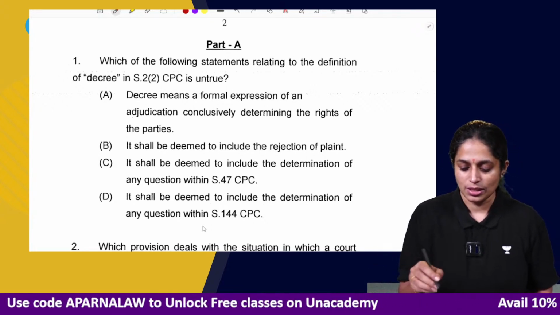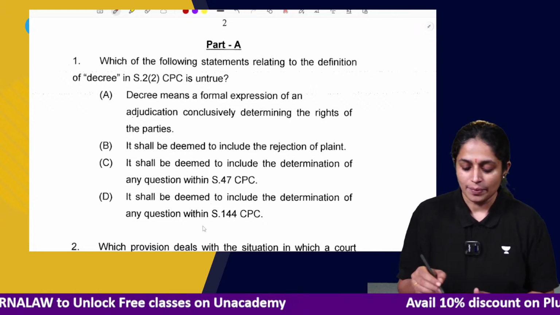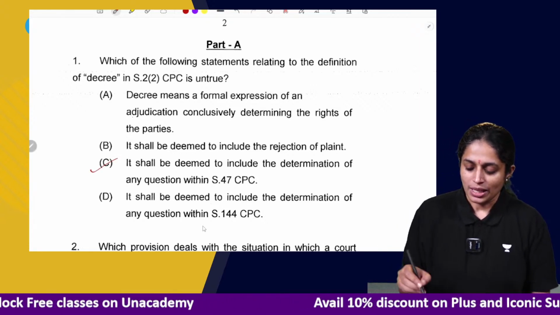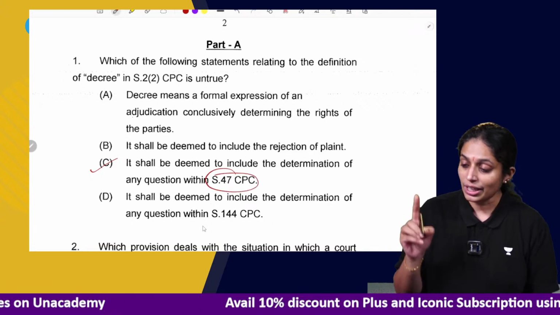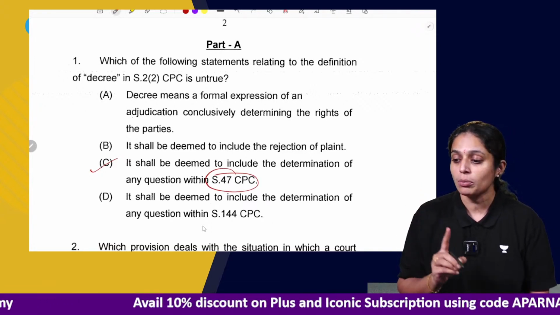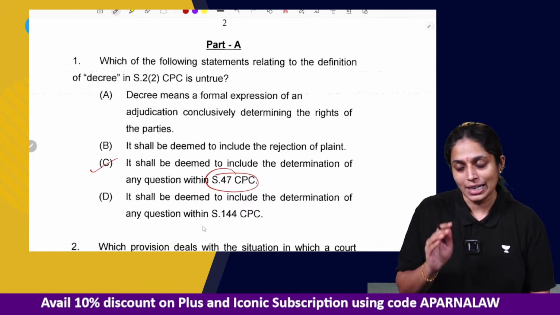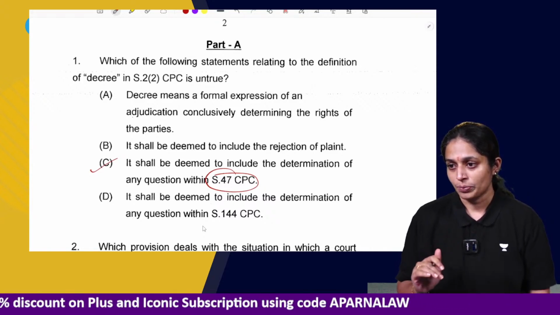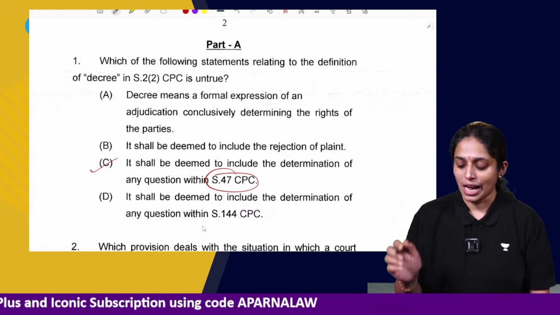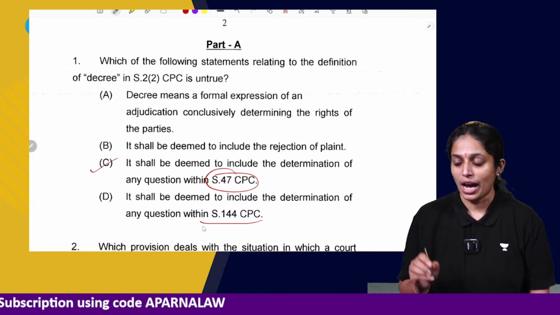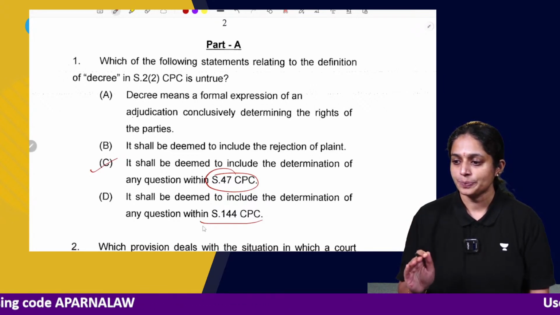So you all have answered C. Yes, of course it is C, because Section 47 earlier used to be considered a deemed decree, but not now. That provision has been deleted. Only the rejection of the plaint and orders under Section 144 are considered to be deemed decrees.